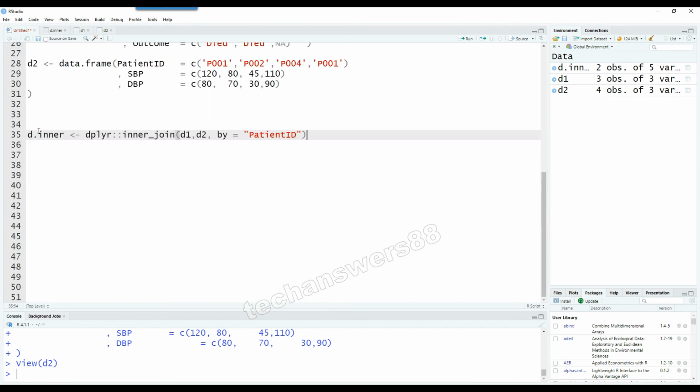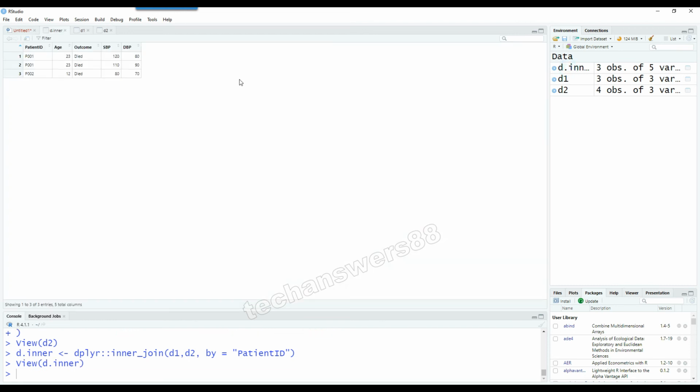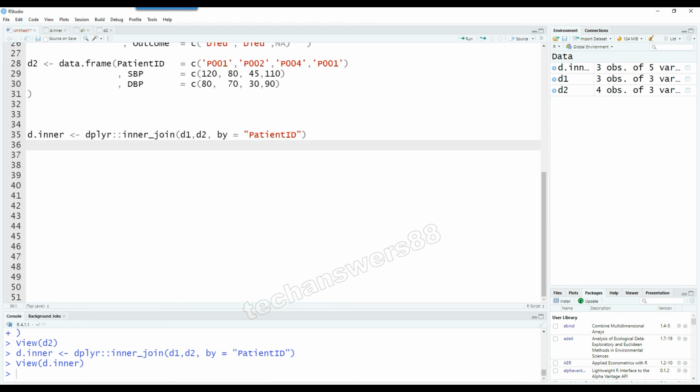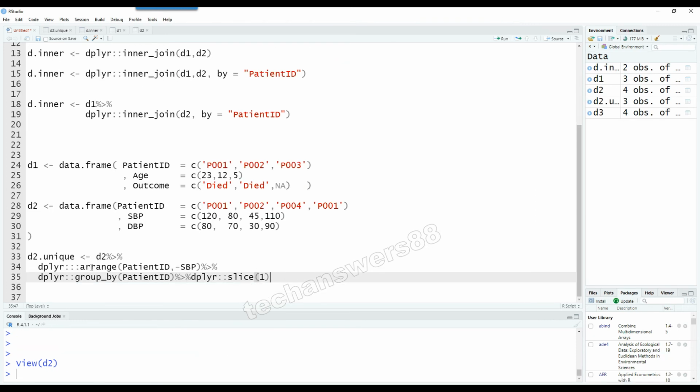So let's run the inner join statement again on these two tables and see how the data looks. We would see that instead of two rows, we have three rows now, because patient ID 002 has two blood pressure readings, so it has appeared twice. If this is what you want, that's fine. But if you want only the unique values, then we will have to perform some transformation to our data.